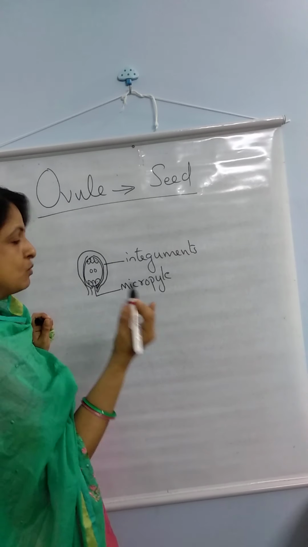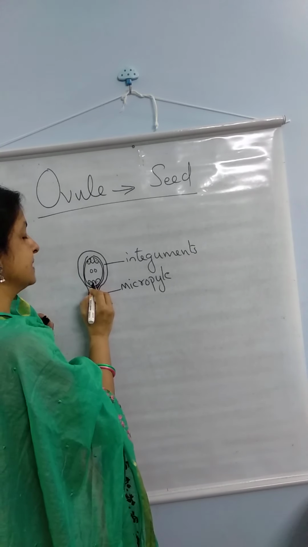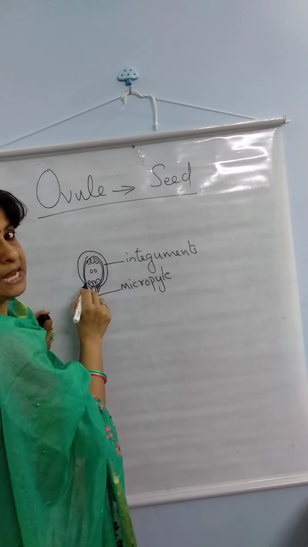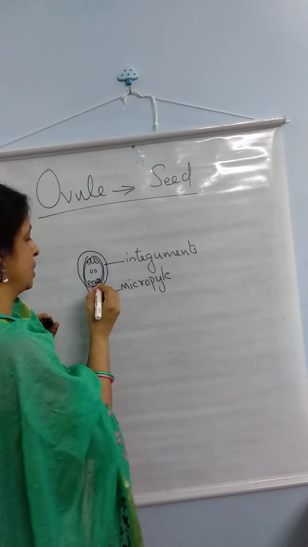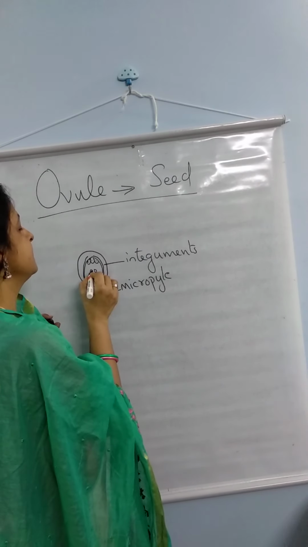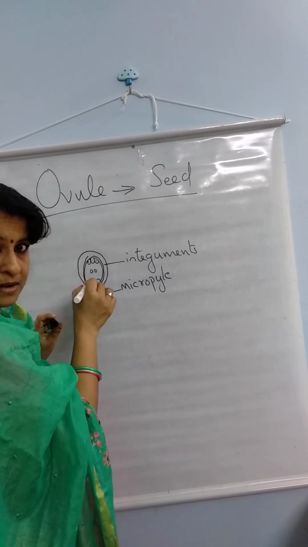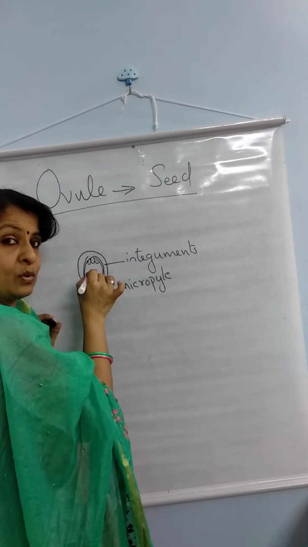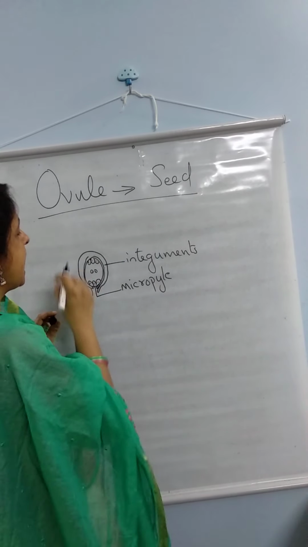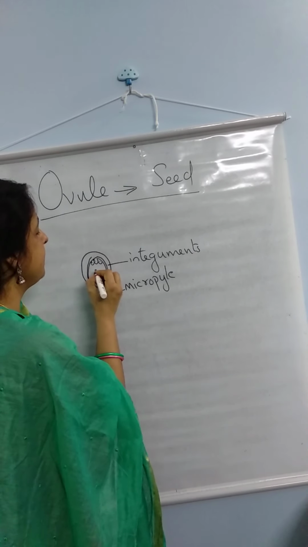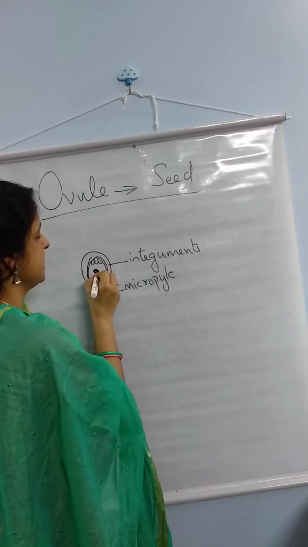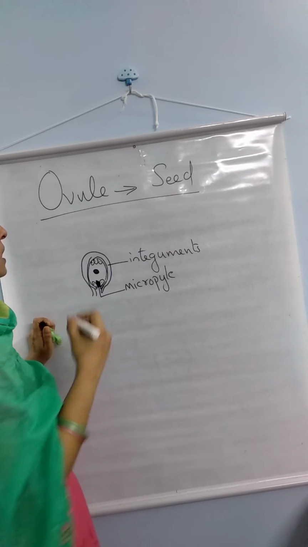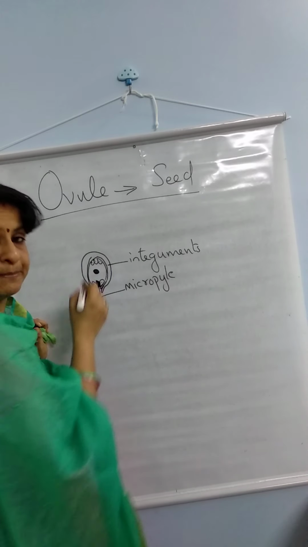Now after fertilization, what is happening? All these, the center one is the egg or the female gamete. This female gamete, after fertilization, becomes the zygote. So this is becoming the zygote. These two are called polar nuclei. They fuse together to form the secondary nucleus. Secondary nucleus fuses with the second male gamete and forms what is called PEN. So this is PEN and this is the zygote.